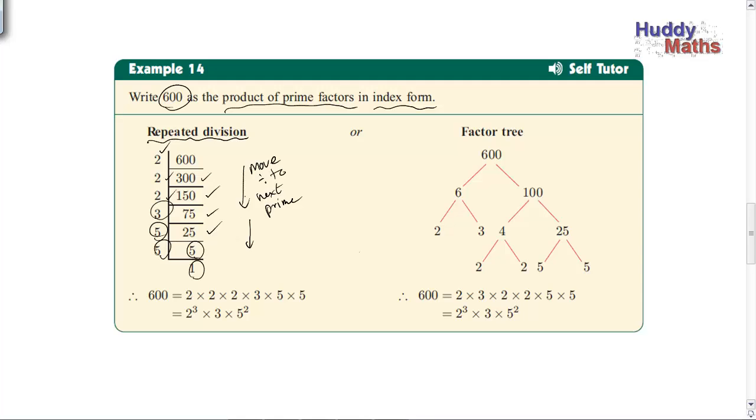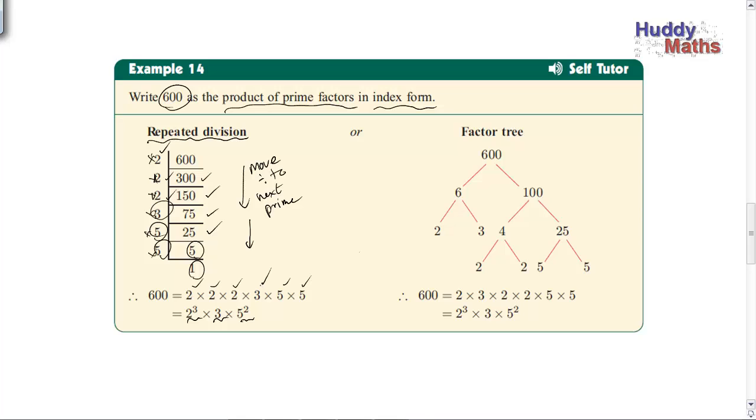So we're at the end when we get 1. Okay, so what have we got? Let's add them up. There's 1, 2, 3 2s. Okay, then a 3, and then a 5 and a 5. So we would say that is 2 cubed by 3 by 5 squared.